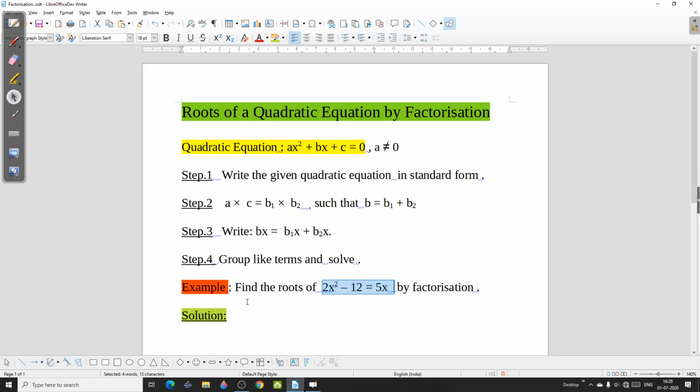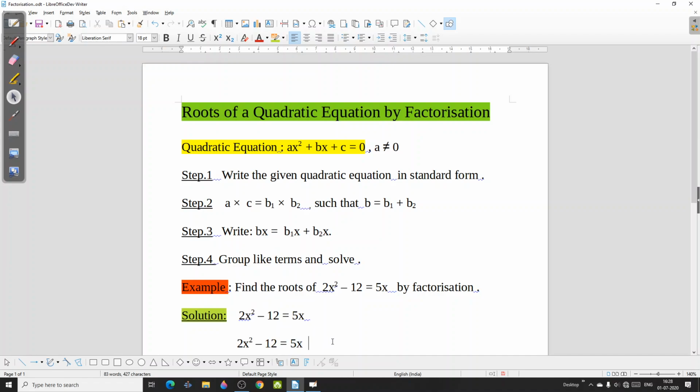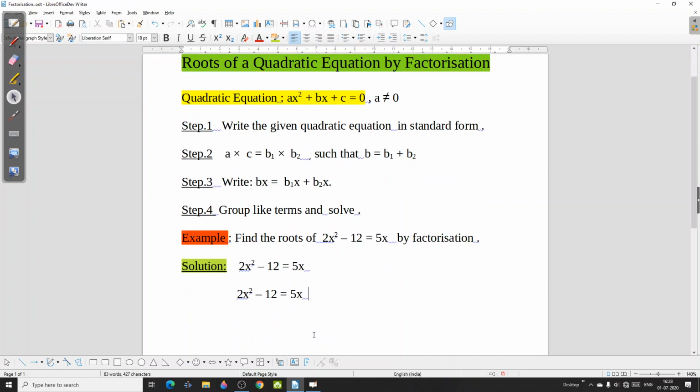We have 2x square minus 12 equal to 5x. Now the next step: we'll transfer 5x from the right hand side to the left hand side. You can see that 5x is on the right hand side, so we'll transfer it to the left side.